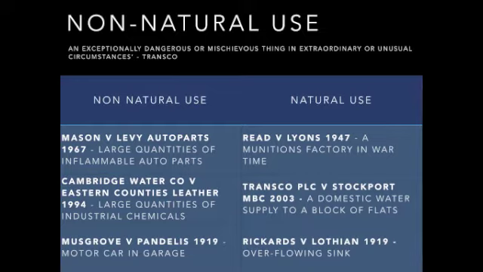So for example, in Musgrove and Pandolis, a motor car in a garage was deemed to be non-natural use of land because of the era in which science was then. However, now this would not be the case. And for example, in Rickards and Lothian, a sink being left to overflow, that was deemed a natural use of land. So you can see from the cases in the table that it's very much dependent on the facts of the case.